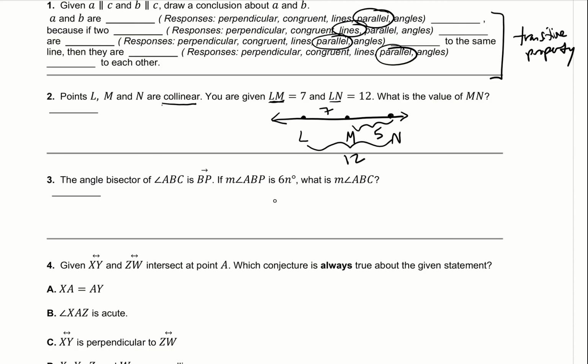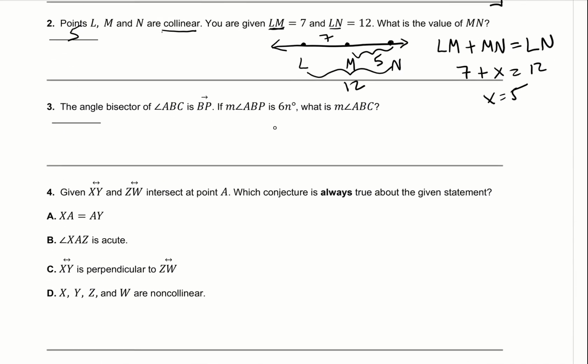And this is the segment addition postulate, which states that if you sum two line segments together, in this case LM plus MN is equal to LN. And so in this case we have 7 plus x equals 12, so the unknown has to be 5. Okay, so we got our answer, it's going to be equal to 5.